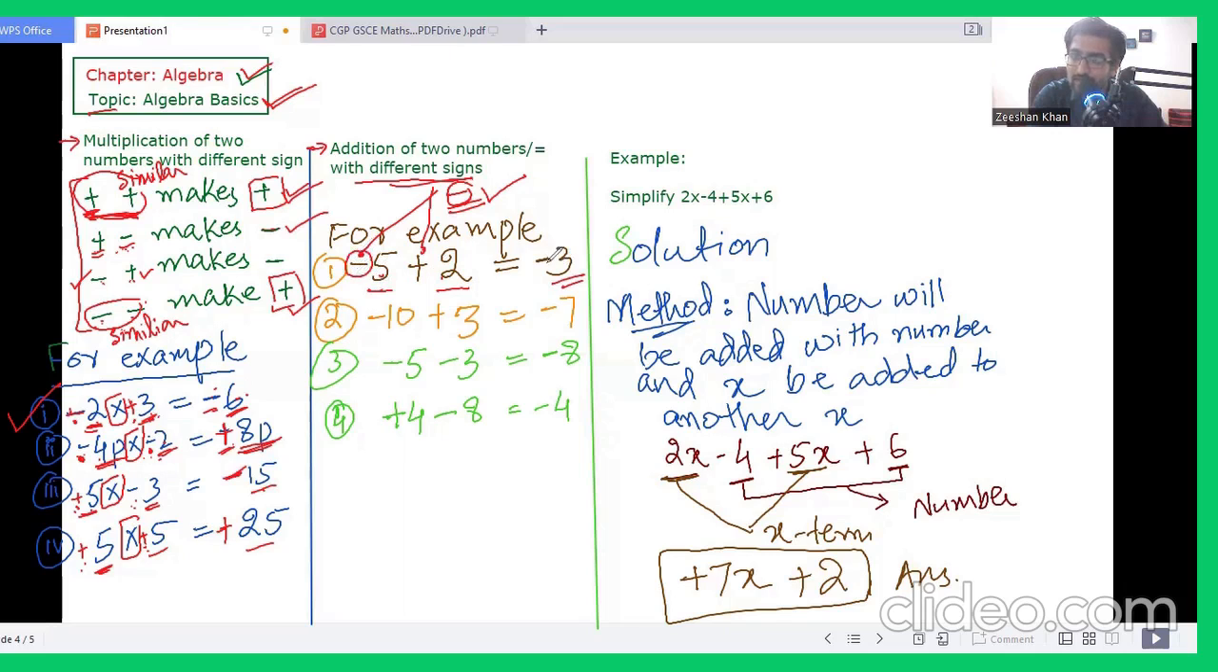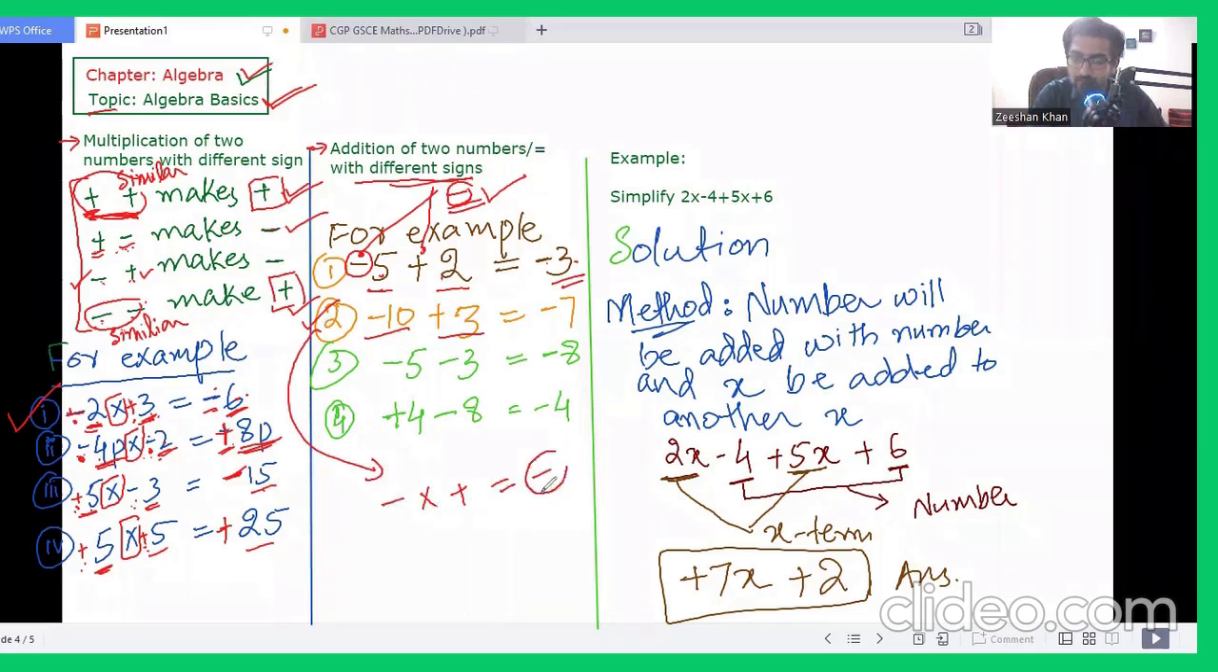So you will write -3. Now, in question number 2, this is -10 and plus 3. So first of all, you will see the signs. So negative times positive is equal to negative.